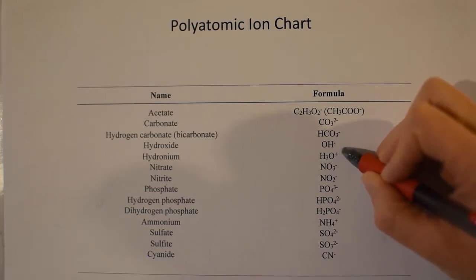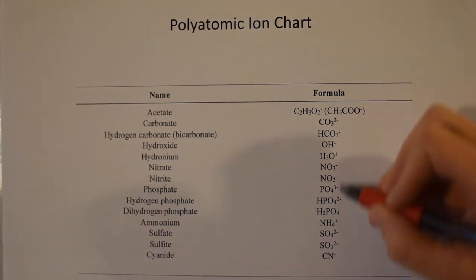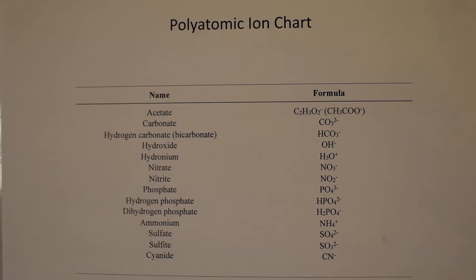And then last but not least, it might also help you to remember that only 2 of these are cations. The hydronium is a cation and ammonium is a cation. All the others are going to be anions. All right, so hopefully that gets you started with your polyatomic ions.